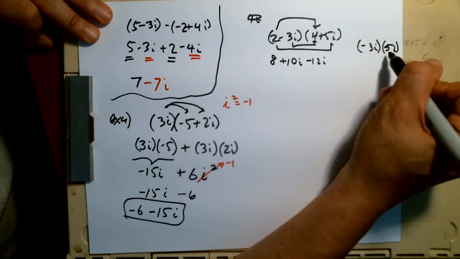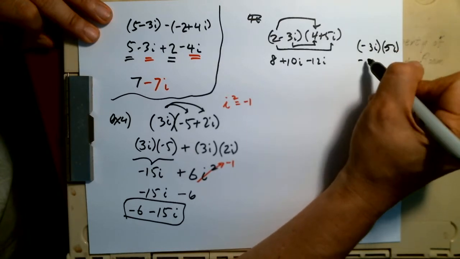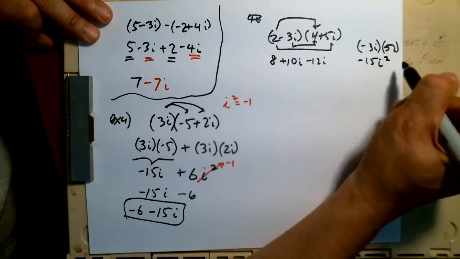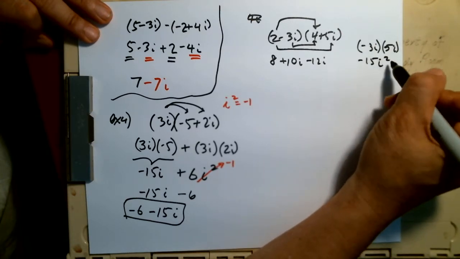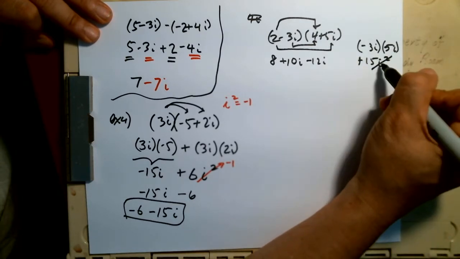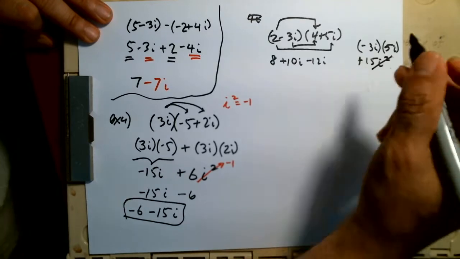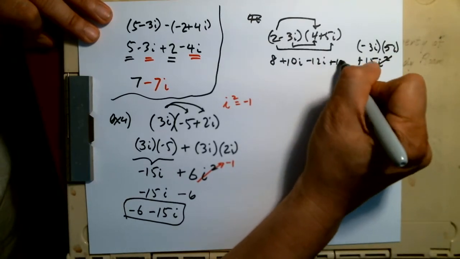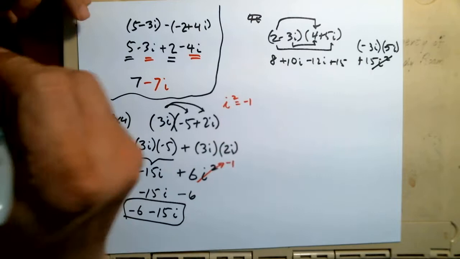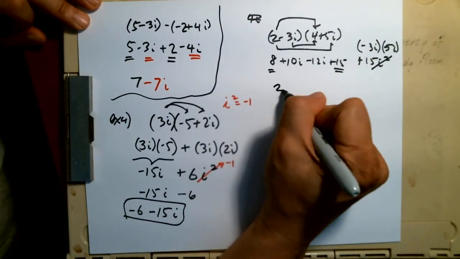3 times 5 is 15 with a negative in front. There's a negative times a positive. Negative 15i squared. But what was i squared? That's equal to negative 1. So to get rid of it, just change the sign on that. That's a shortcut. Whenever you have an i squared, just change the sign. If it's negative, turn to positive. If it's positive, turn to negative. So it's going to be plus 15. So we do the real portion again. 8 plus 15 is going to be 23.